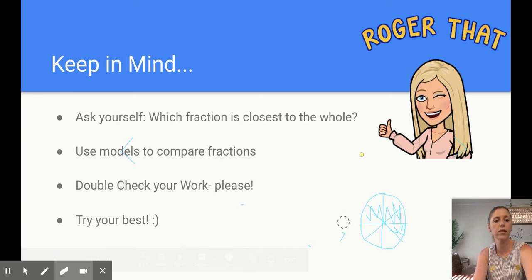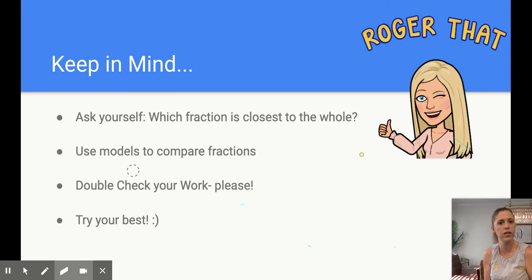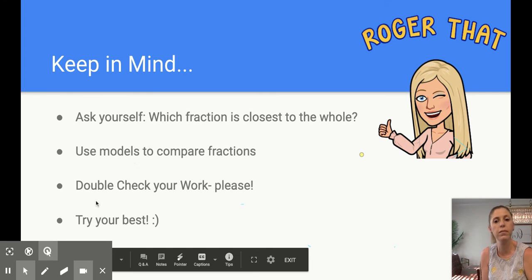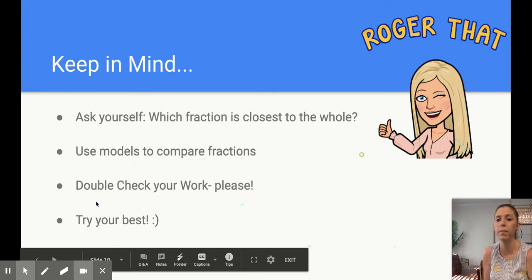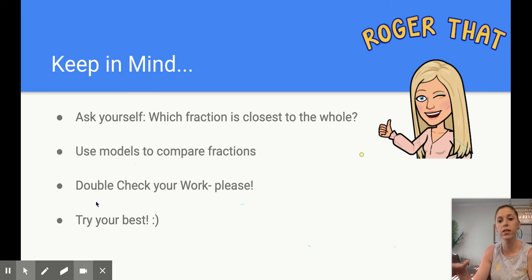All right, so as you explore today's lesson and today's quick check, I'd like you to keep in mind which fraction is closest to 1 whole. So how can you think about which fraction is closest to 1 whole? I'd also like you to use models to compare your fractions. So draw up a model on a piece of paper, or you can use the models that are present with each question to help yourself better understand those fractions. And make sure that you double check your work, as always, please and thank you.